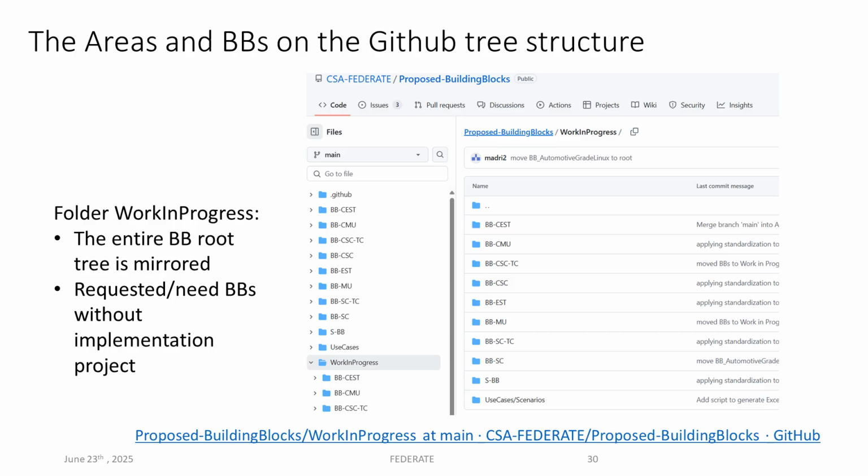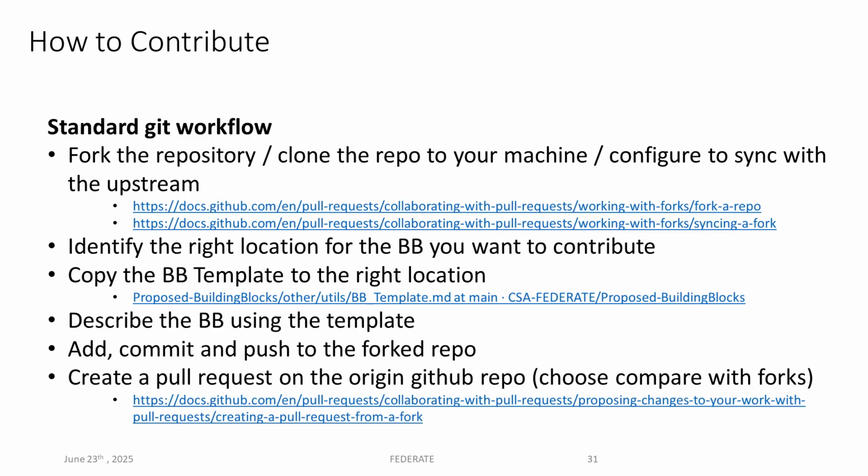If the building block description is in this work in progress folder, then there is a need for this building block, but there is no known implementation available right now. So if you find a building block in here, you can take it and start working on it, start to implement it. So it's for research projects and other initiatives. If they say, oh, that's something we are working on, or we started working on last year, then you can also take it, add a reference, and we move it to the root structure, let's say. Okay. At the end, I will show you how to contribute.